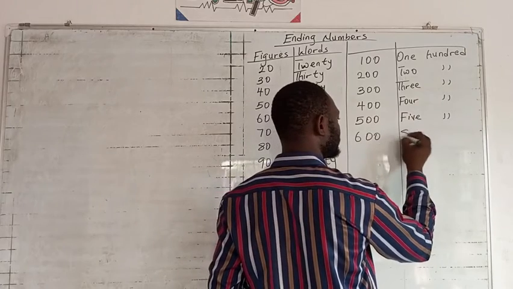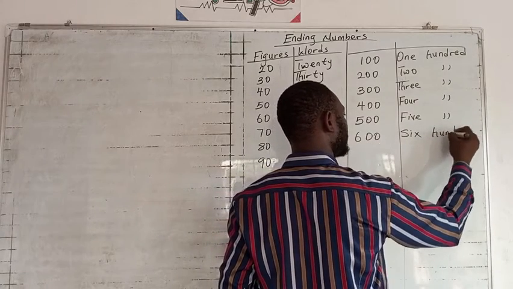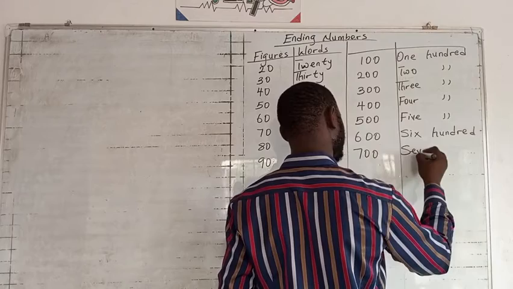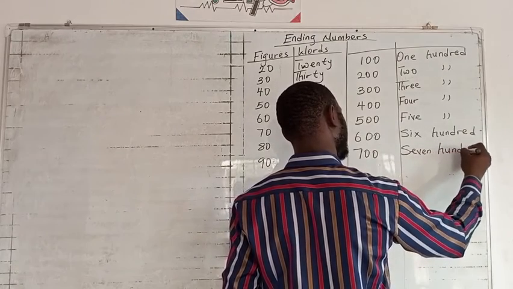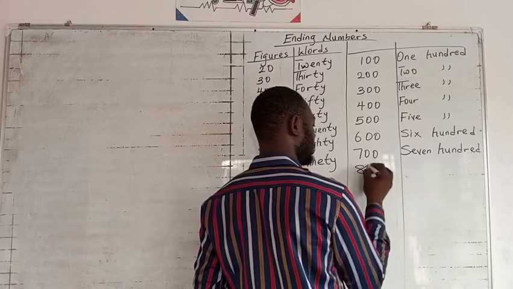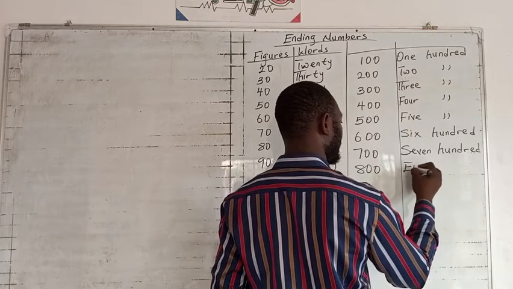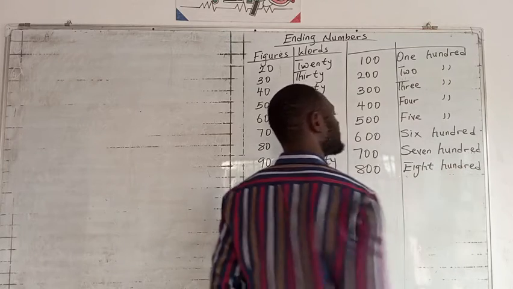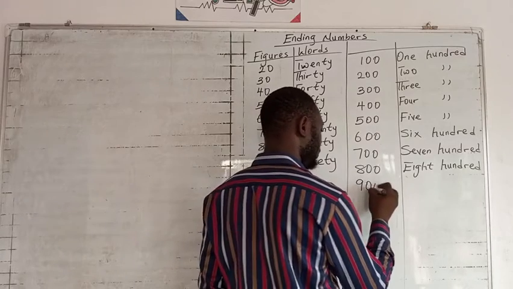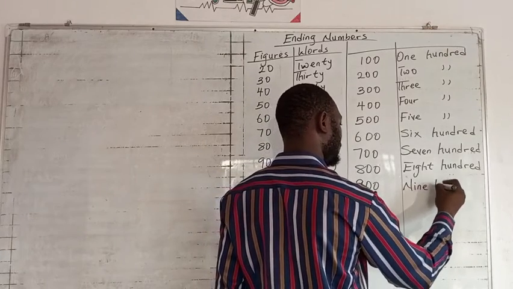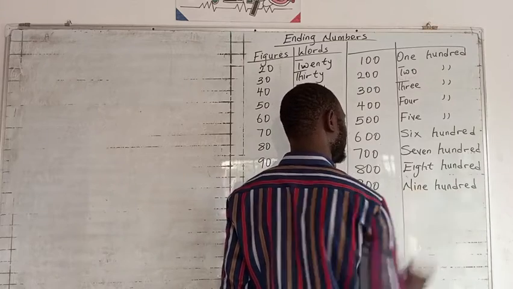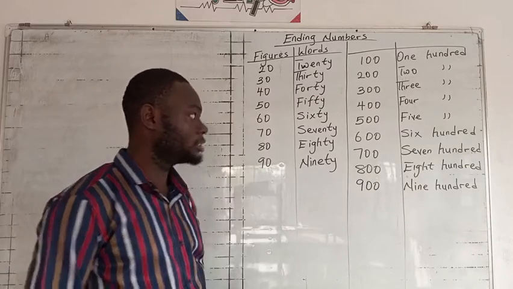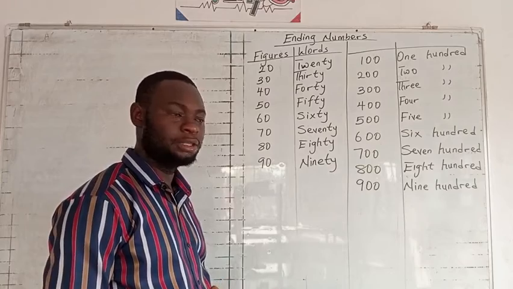600, 700, 800, 900. So these are the ending numbers in hundreds. These are the what? Ending numbers in hundreds.